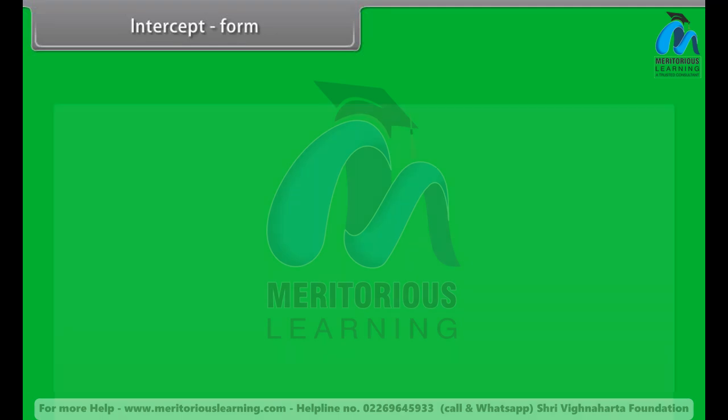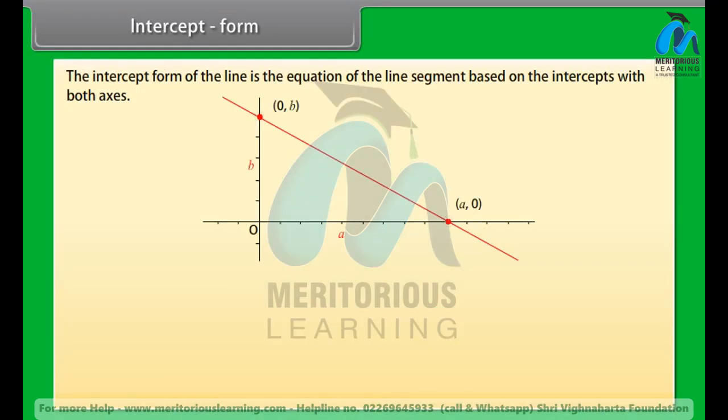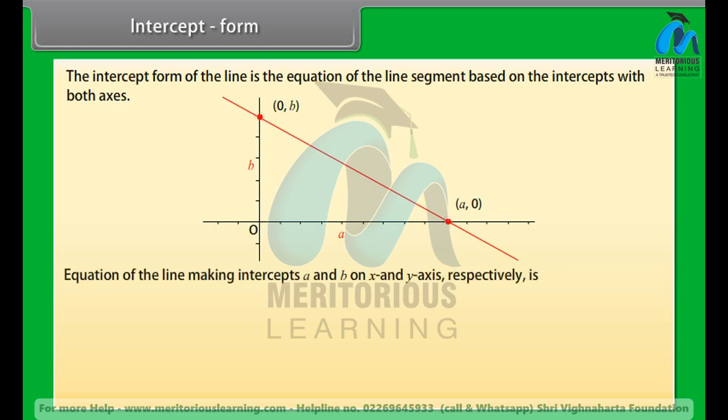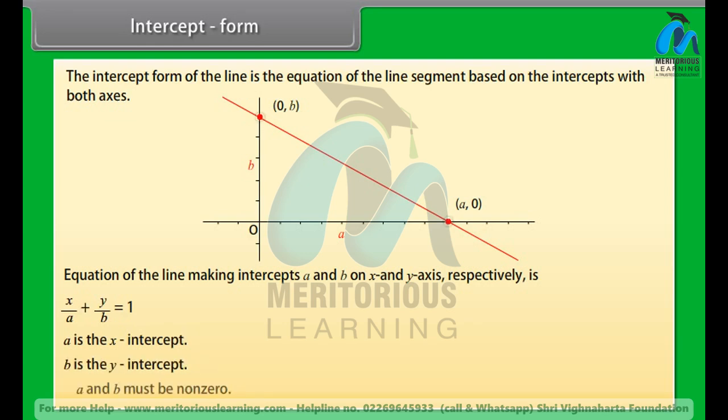Intercept form. The intercept form of the line is the equation of the line segment based on the intercepts with both axes. The equation of the line making intercepts a and b on the x and y axes respectively is x/a + y/b = 1. a is the x-intercept, b is the y-intercept. a and b must be non-zero.